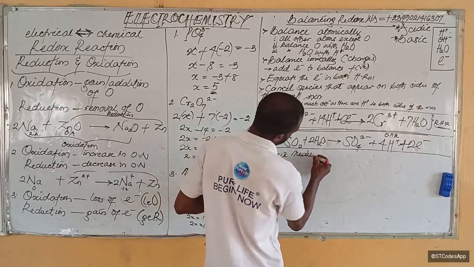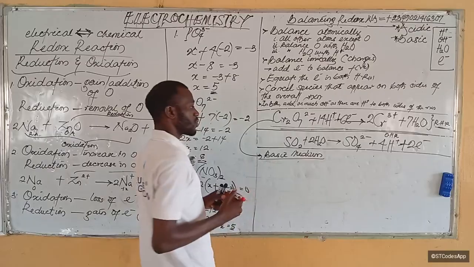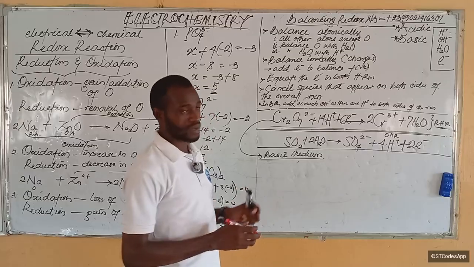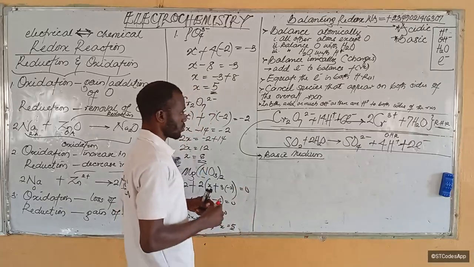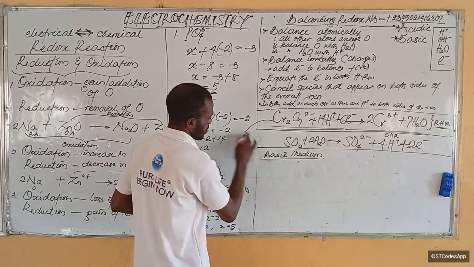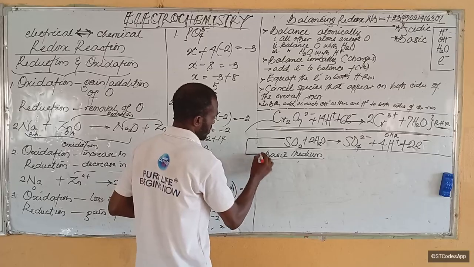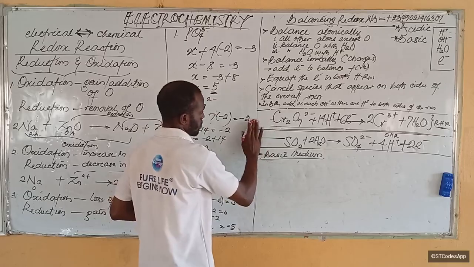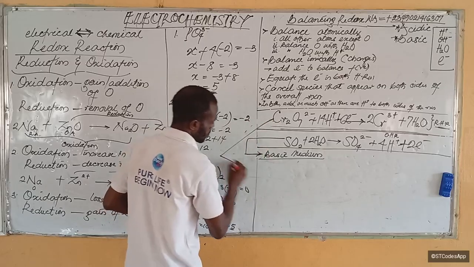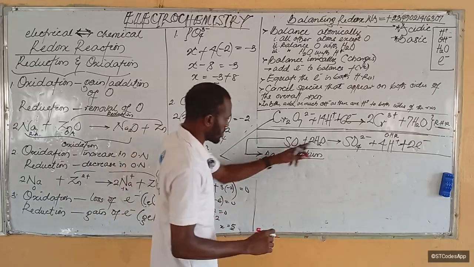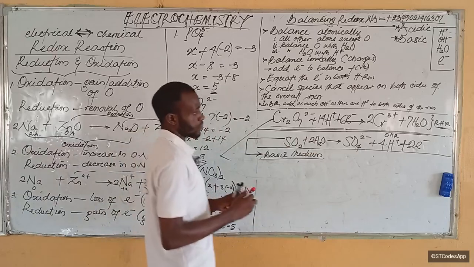Remember, you have to add the amount of H pluses you have in your acidic medium to your basic medium, right? So that will not be crossing. Let's do this first. Let's balance this in basic medium, then we'll balance the other one in basic later. So let's balance this one in basic. How many H pluses do we have?